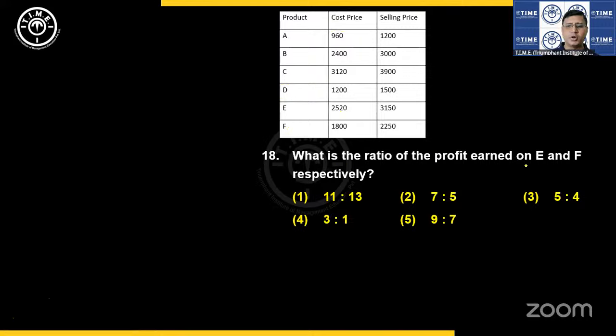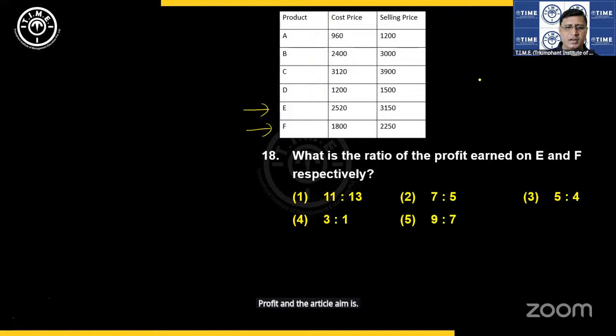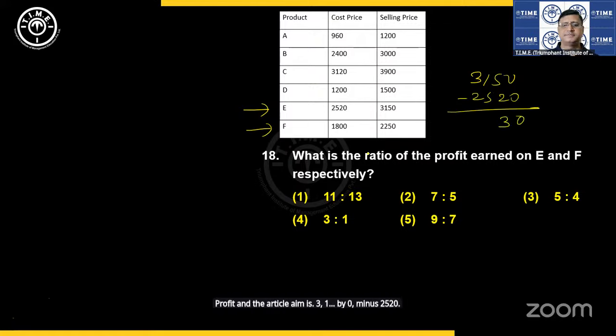What is the ratio of the profit earned on E and F respectively? E and F profit we need to find out. Okay. The profit to be found out means profits ratio. What is the profit on the article E? Profit on the article E means 3,150 minus 2,520. It is 630. E profit value is equal to 630.